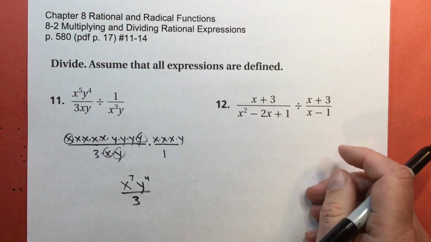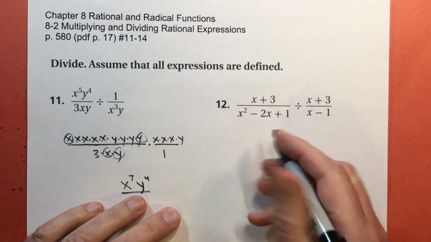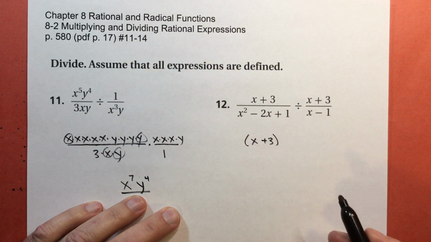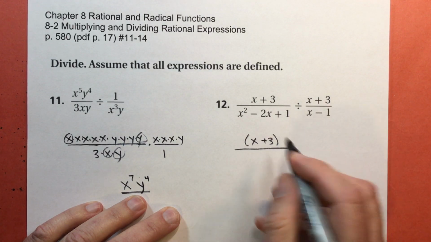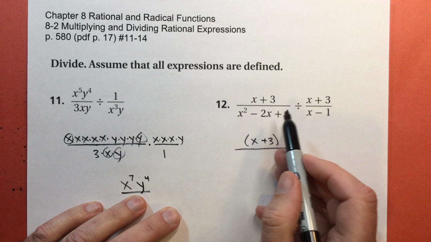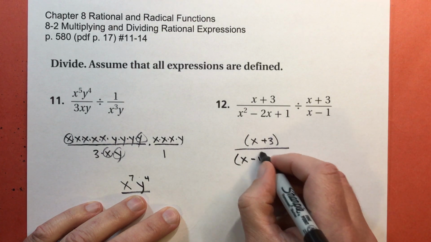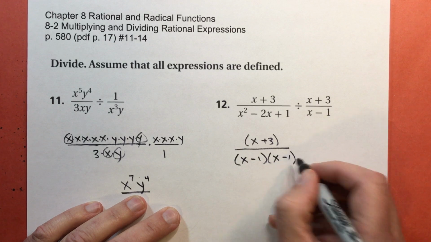This one might be a little bit better. X plus 3. That binomial cannot be factored. This trinomial, what two numbers multiply to give a positive 1, add to give negative 2? That's x subtract 1 times itself, x subtract 1.